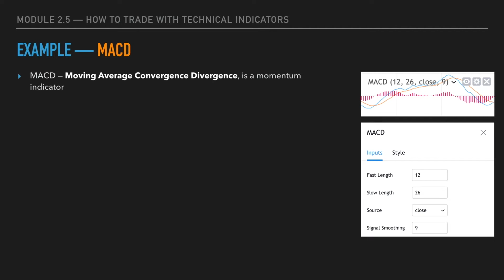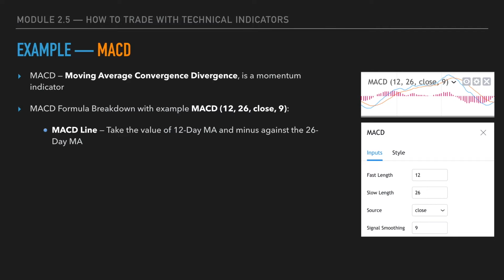MACD stands for Moving Average Convergence Divergence. It's a momentum indicator. Let's take a look at how MACD is calculated and how it works. In general, a MACD indicator has three parts: the MACD line, the signal line, and the MACD histogram. The default setting for MACD, no matter which charting software or platform you use, is always 12, 26, close, 9. And this is how it works.